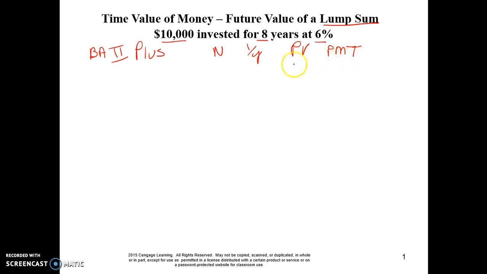So in this case, the payment is going to be 0. And then future value, that's what we're calculating here. So again, that's the third row of your calculator. We've got 8 years, so N is 8. We're going to hit 8 and press N. Then I/Y, we're going to enter 6 and press I/Y.